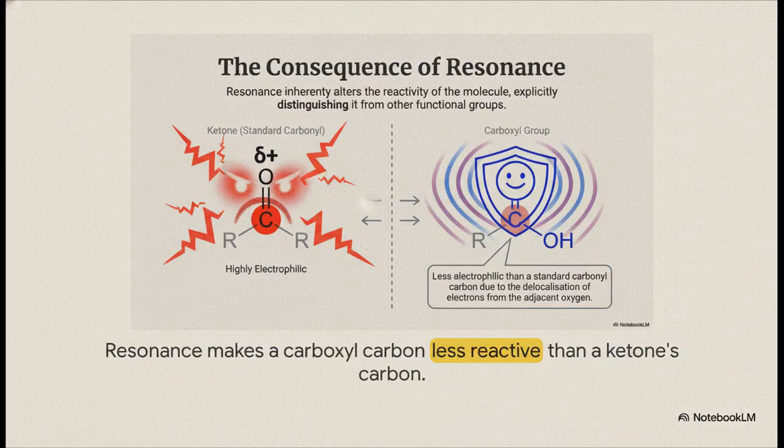So why do we care about all this electron sharing? Well, let's compare our carboxyl group to something similar, a ketone. Over on the left, a ketone's carbon-oxygen double bond makes that carbon really electron poor, or what we call highly electrophilic. It's just begging to be attacked by other molecules. But now look to the right at our carboxyl group. That resonance we just talked about spreads out the charge. The other oxygen helps share the load. And what's the result? The carboxyl carbon is way less electrophilic, and so it's much less reactive than a ketone's carbon. The anatomy directly controls the function.